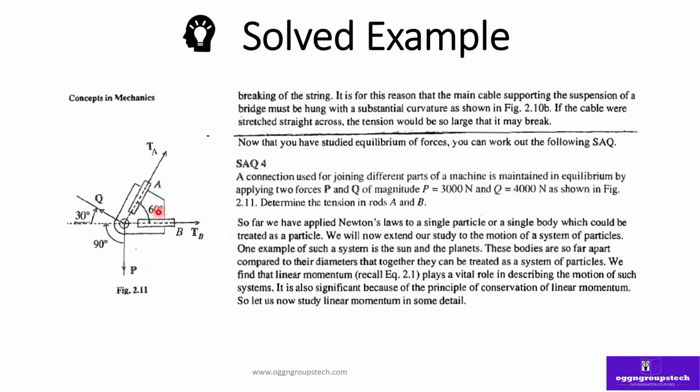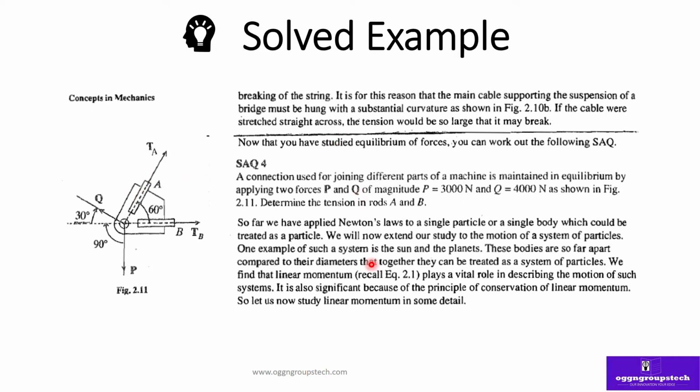A connection used for joining different pairs. This is a machine pair in equilibrium. Applying two forces, P and Q. This is P and this is Q. Of magnitude P equals 3000 Newton and Q equals 4000 Newton. So here we have to determine the tension in the rods, this one and this one. Will we be able to solve this? Refer to the previous problem, we'll be able to do it.